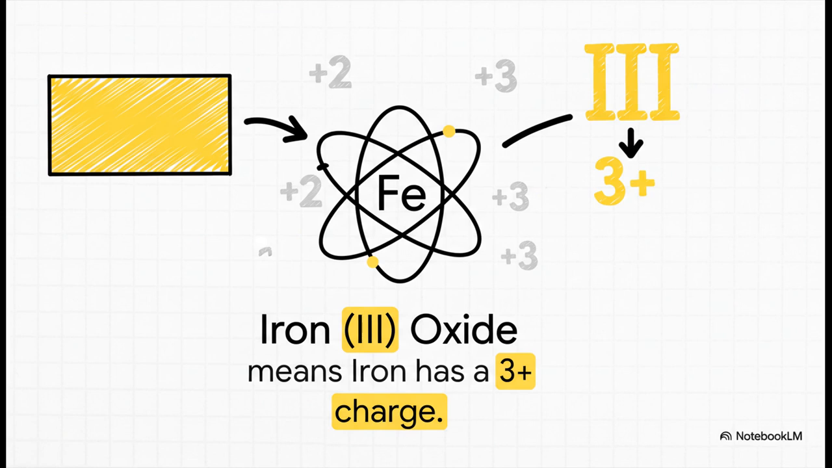Okay, now for our first little wrinkle, the transition metals. Those elements in the big middle block of the periodic table? They can have more than one possible charge. So how do we know which one it is? Easy. The name tells us with a Roman numeral. If you see iron(III) oxide, that's chemistry's way of saying, hey, use the iron with the 3+ charge.